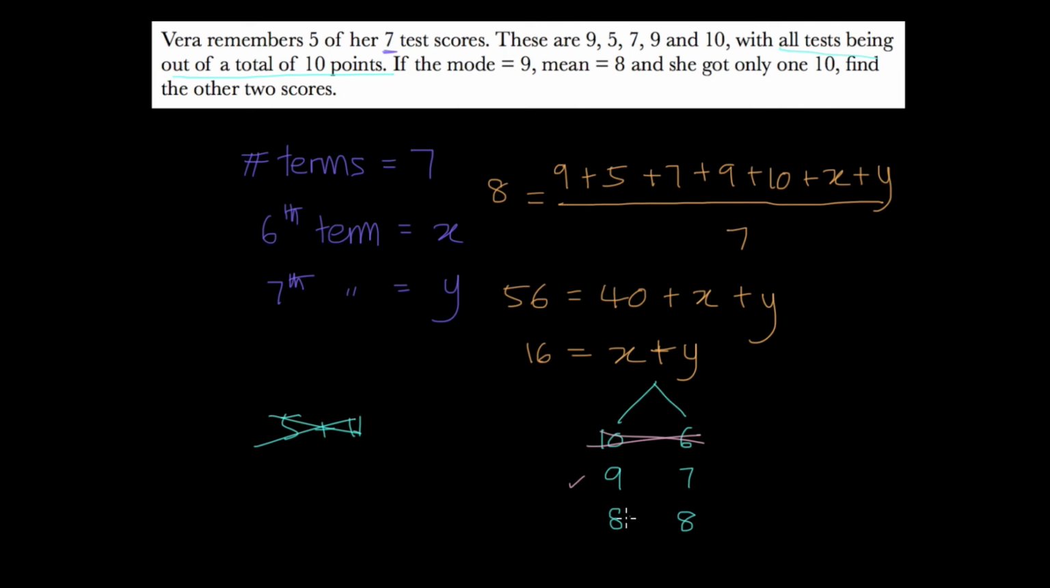Let's check out this one, 8 and 8. Again, it says the mode is 9. If I have 2 8s, then I'd be left with 2 modes. This will become bimodal. But this clearly says that the mode is 9, so this wouldn't be an option. Therefore, our answer is 9 and 7. So x and y, the other 2 test scores, are 9 and 7.